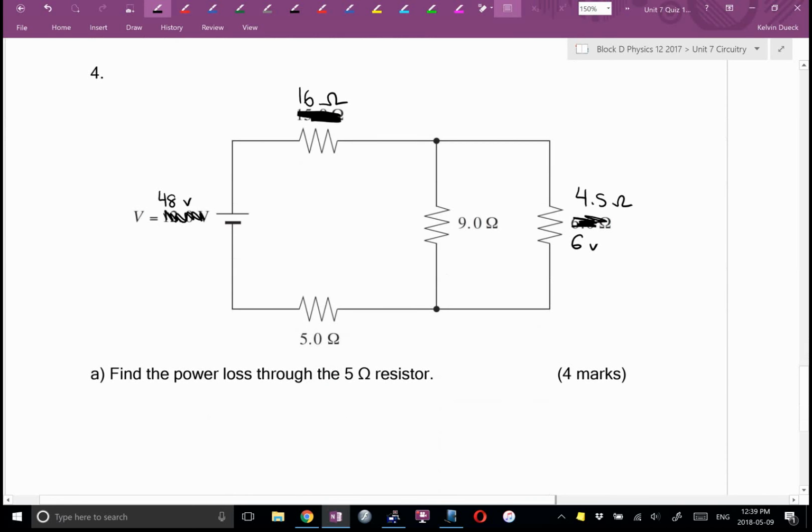Next page. Power loss. We'll see if this works. I took an old question and I changed the numbers, and sometimes that means I make up impossible circuits, but I'm hoping this works.